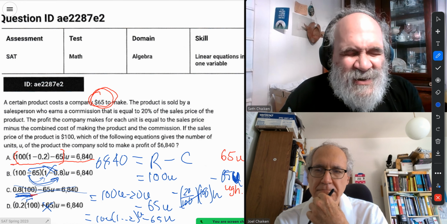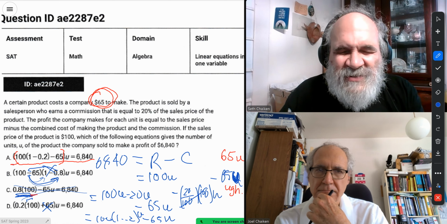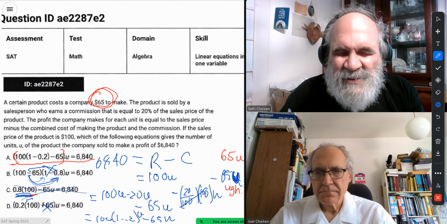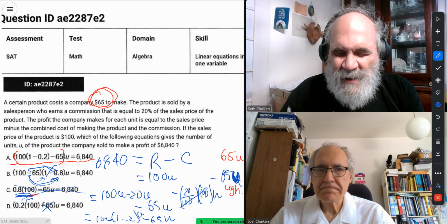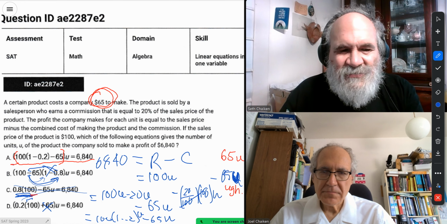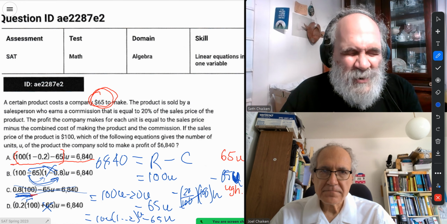But the commission is not based upon the difference between the selling price and the manufacturer's cost. Right. It's the difference between what the manufacturer receives after the sale. Yeah. Minus the cost.